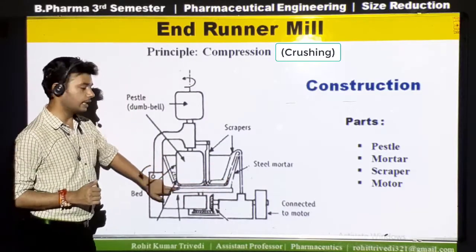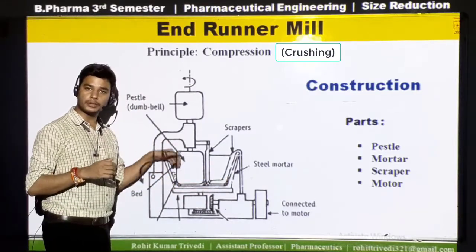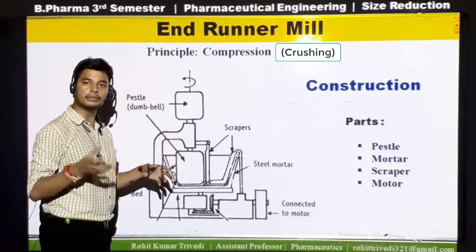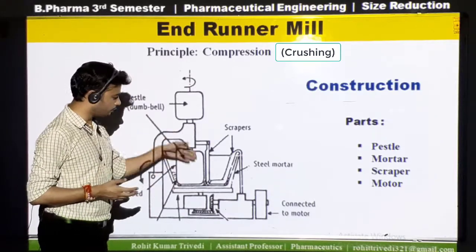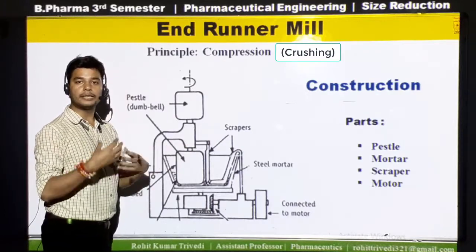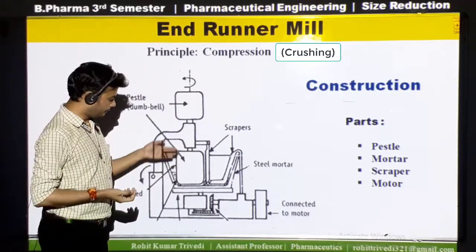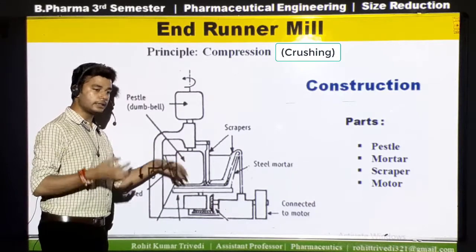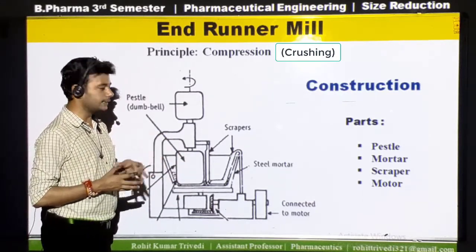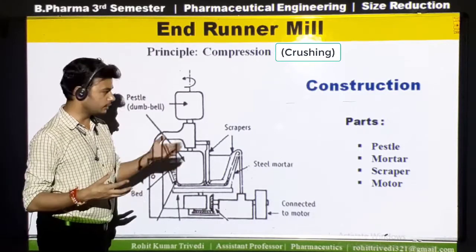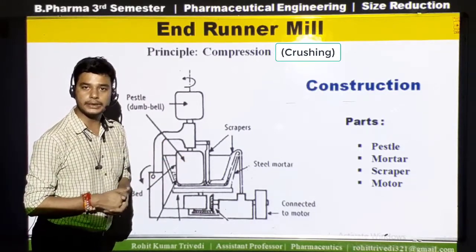It is a metal bowl-like structure in which the pestle is placed, and the material whose size we are going to reduce is also placed in the mortar. When we operate the machinery, compressive forces act between the mortar and pestle, and due to these compressive forces the particle size of the material is reduced. Next we will be discussing the working also.